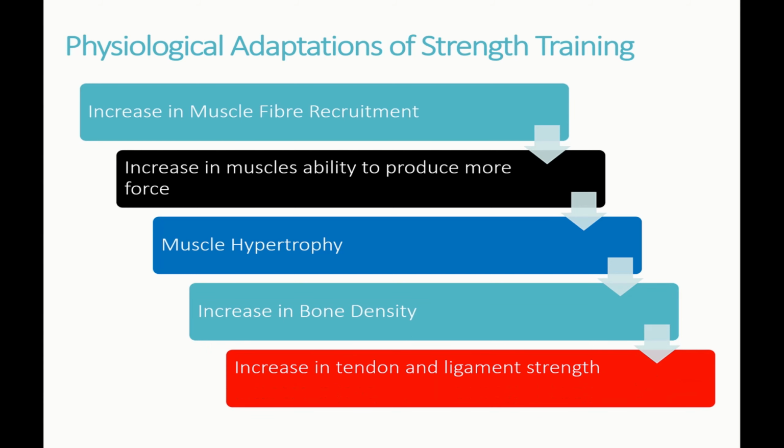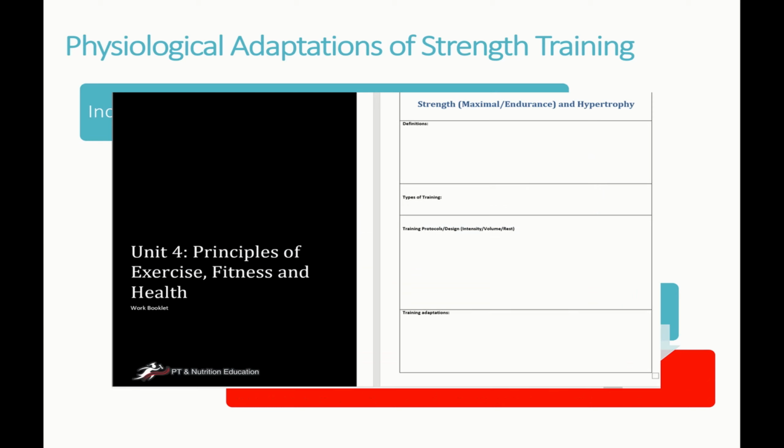And of course, surrounding the bones, the muscles, we have tendons and ligaments. So as you're well aware, a tendon attaches muscle to bone and a ligament attaches bone to bone. And with strength training, we can increase the integrity of both our tendon and our ligament, which again contributes to a reduced chance of injury. So that brings us to a close on the principles of exercise, fitness and health relating to strength and strength endurance.